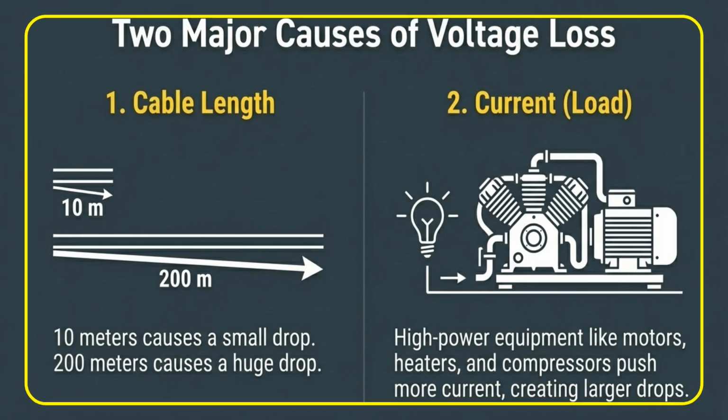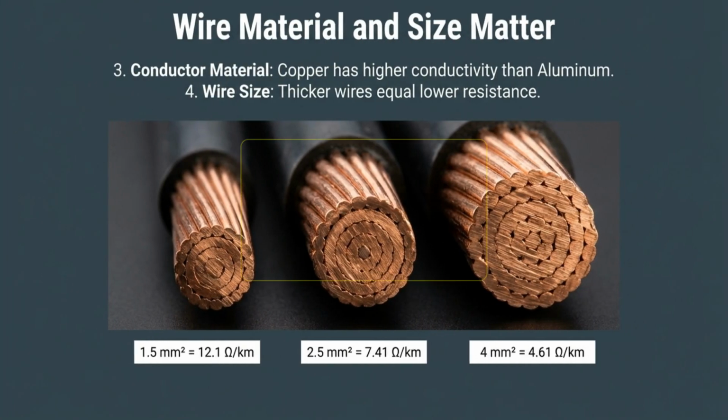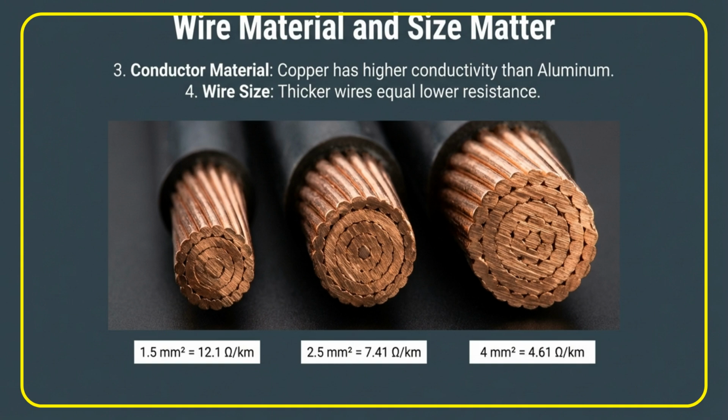The two major causes of voltage loss are cable length and current load. Longer cables have higher resistance, causing a larger drop. Similarly, high-power equipment draws more current, which also increases the voltage drop. Wire material and size are also key factors. Copper has higher conductivity than aluminum, and thicker wires have lower resistance, which directly minimizes voltage drop.